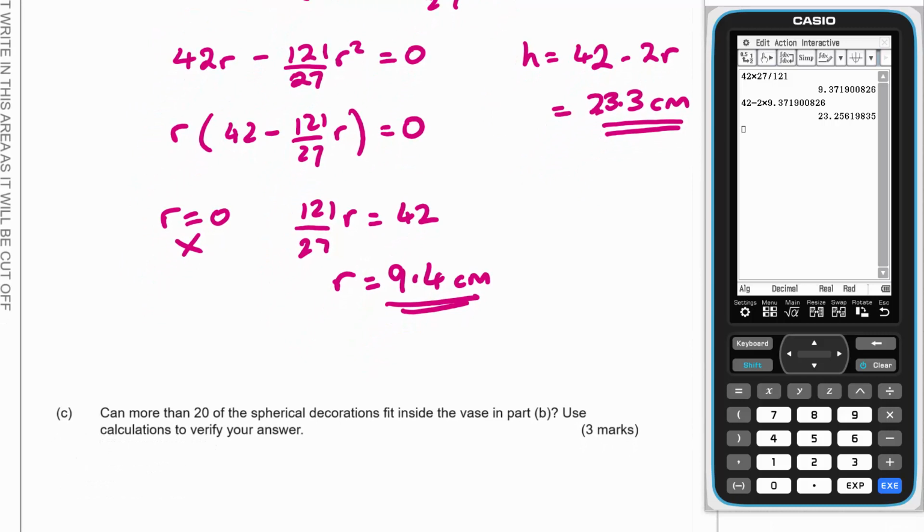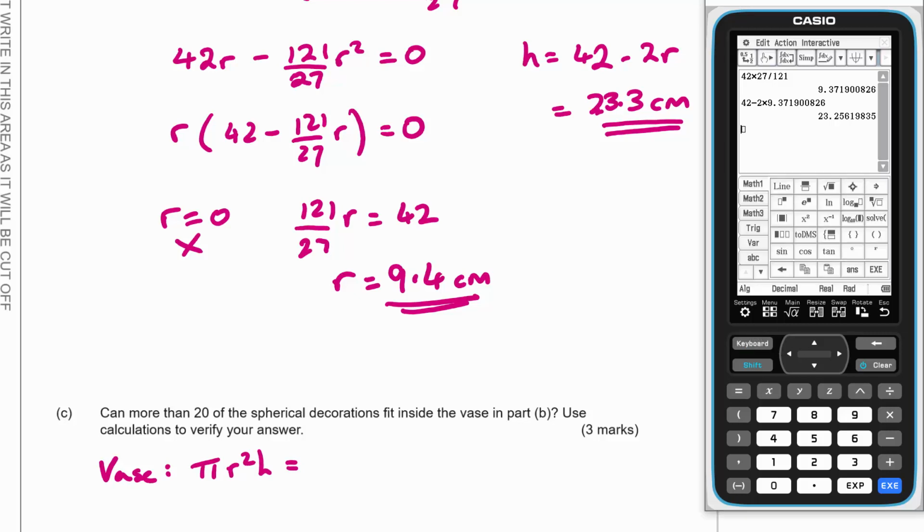Okay, so if we think about the vase, which is pi r squared h, the volume of that is going to be pi times r squared times h, and that is 6417.